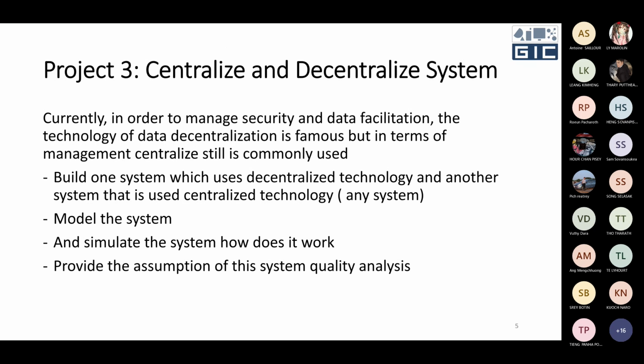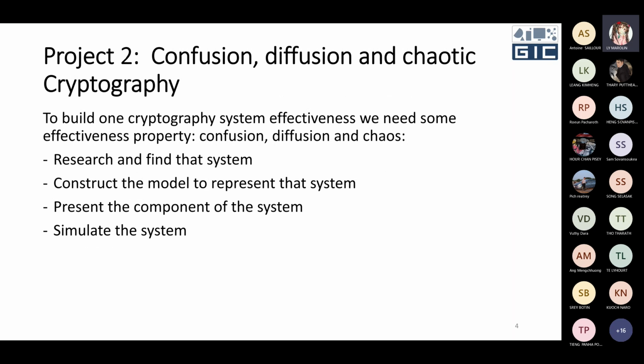Let's go to the third project. We ask about confusion, diffusion, and chaos. We need to describe them too, right? Of the three properties, sometimes producing only one is still okay. But if you can find your system producing all three properties, that is the best.